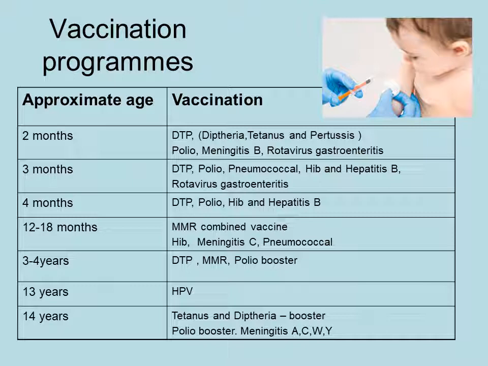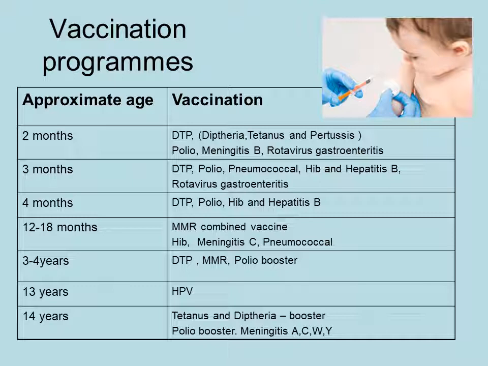You also get something called Hib and hepatitis B. Hib is like a type of flu, and again rotavirus, gastroenteritis. At 4 months, DTP, your third booster for that, polio, Hib and hepatitis. Around about a year or so you can get the MMR combined vaccine, which is measles, mumps and rubella. Again, Hib, meningitis C and a type of pneumococcal, which affects pneumonia.